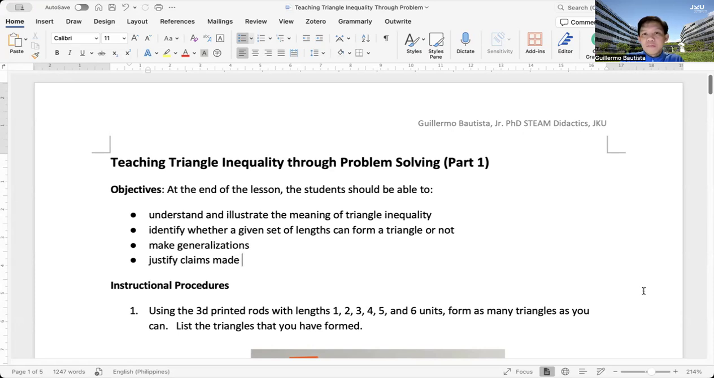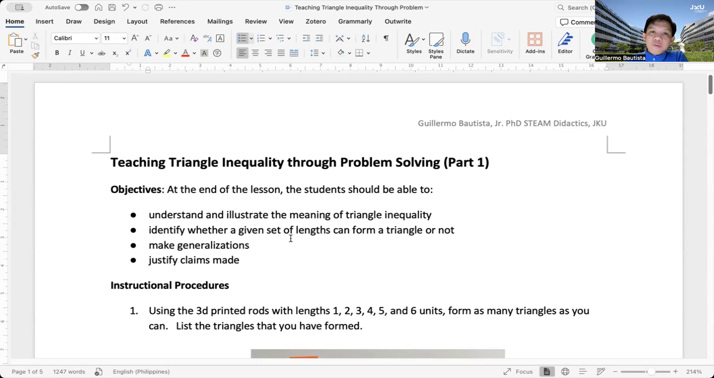And this is my lesson plan on teaching mathematics through problem solving, in particular triangle inequality. And later, I'm going to explain how 3D printing is integrated. So the first part is just the lesson. So this is the lesson.